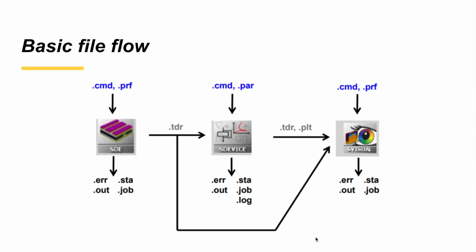The basic flow of Sentaurus is like this. First, the SDE. The input files of the SDE are the CMD file and PRF file, and it will output a TDR file, and then it will go to SDevice, which also has input of a CMD file and PRF file, and then it will output a TDR file and PLT file, and it will go to SVisual. You can use SVisual to visualize the plots that you want and do some other analysis.